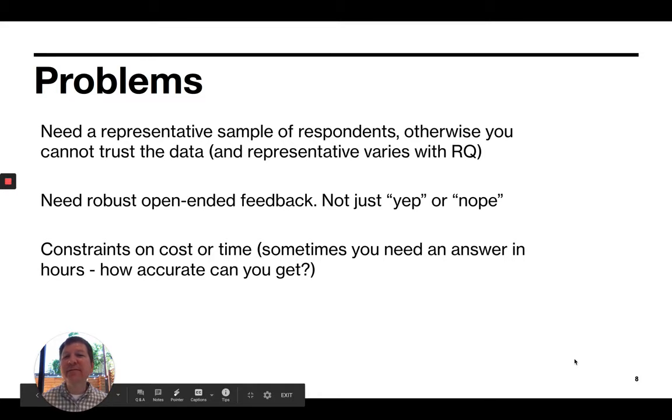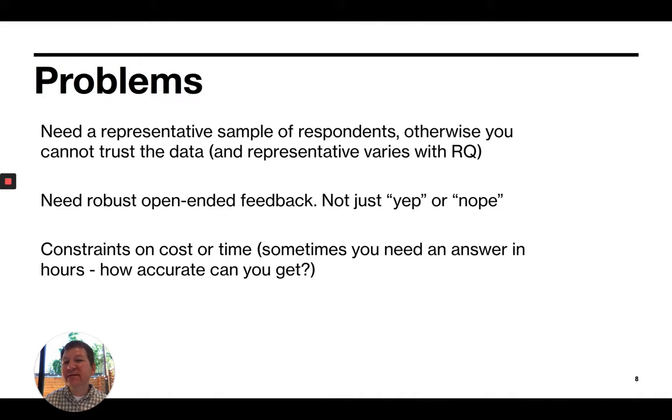So the main problems are that when you do this kind of research, you need a representative sample of respondents. If everybody you get is 18 to 24 and male and living in the Northeast, you're going to get data that you can't trust, right? So you need to have a representative sample of the broader population. And depending on your research questions, what representative means is different. So, for example, if you're looking to deploy something mass market in the US, you want a representative sample of everybody in the United States.